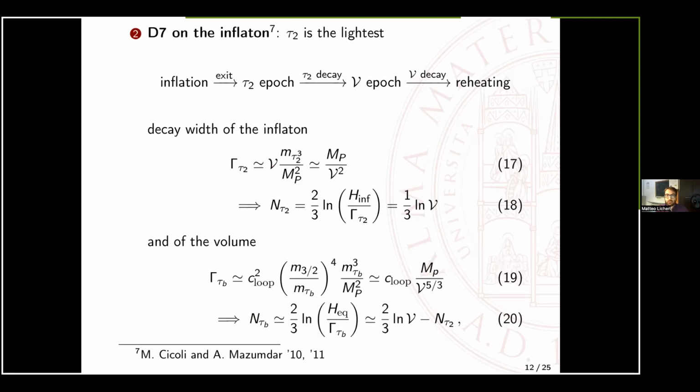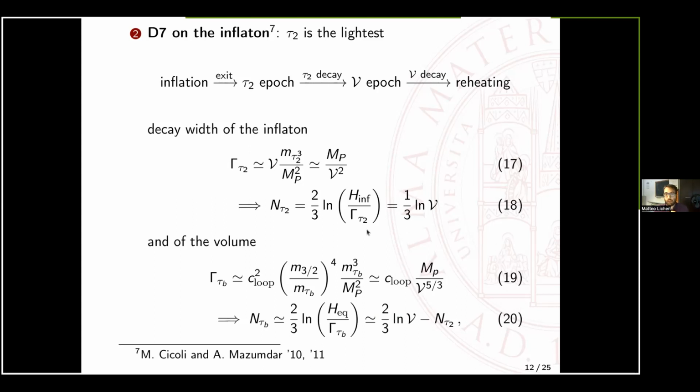in the case where we have a D7 on the inflaton cycle. In fact, we have an enhanced decay of the inflaton. So the lightest modulus is now the inflaton, which first dominates after inflation. So we have a first matter-dominated epoch. Then it decays. The volume mode now starts to dominate. So we have a second matter-dominated epoch that, when it decays, will give us reheating. So we now have 2 epochs to check.